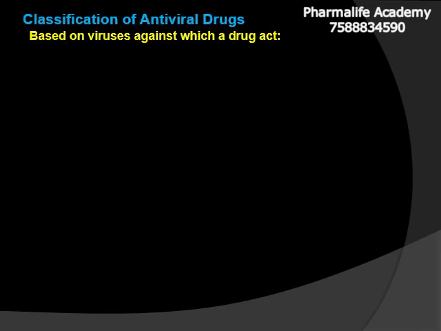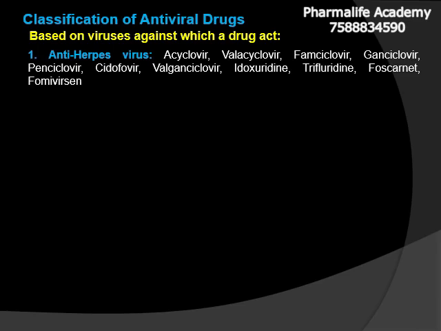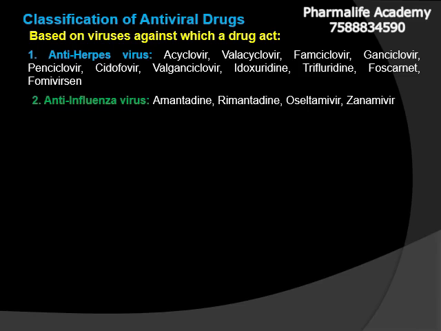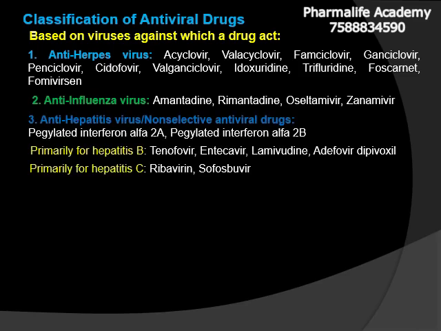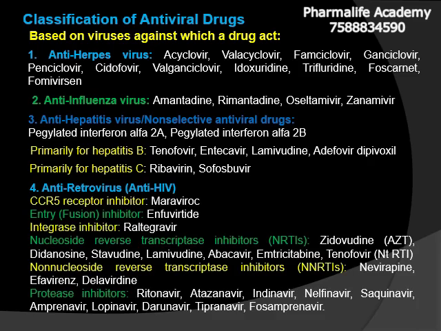Classification of antiviral drugs. The first classification is based on viruses against which a drug acts. This classification includes drugs that act against herpes viruses, drugs that act against influenza viruses, drugs that act against hepatitis viruses, and drugs that act against retrovirus, that is HIV.